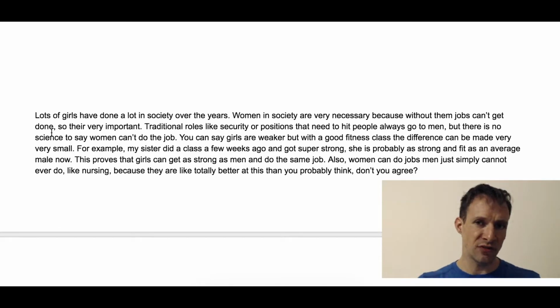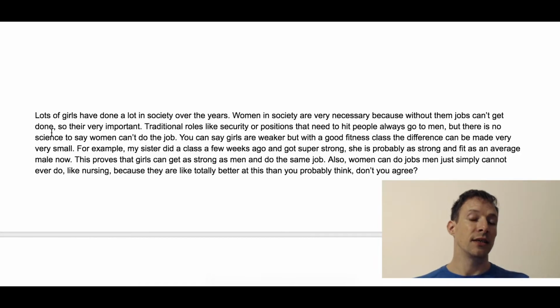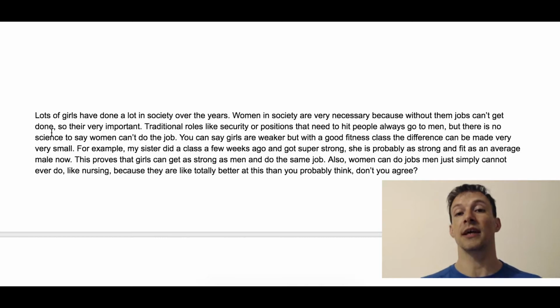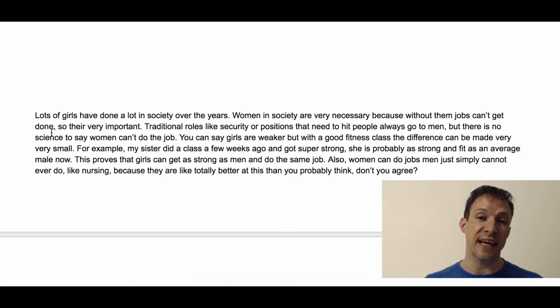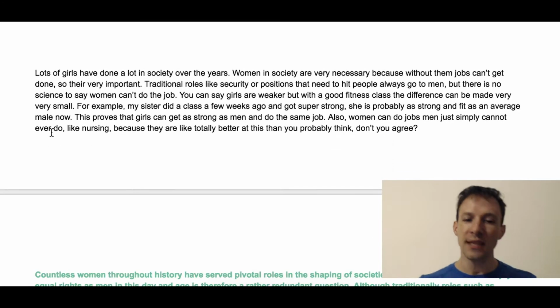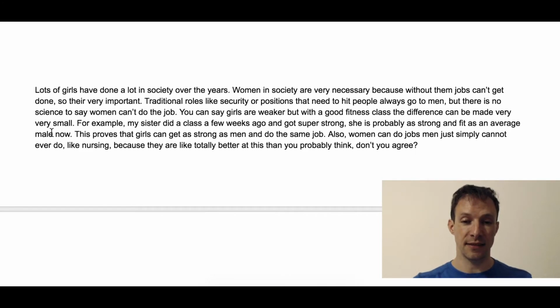So the main focus is going to be more on the lexical resource and the grammatical range and accuracy, more so than the actual coherence. The coherence is good and the task response is good. This way we can focus on the style that is requested of you, that is required of you. Now, let's jump in and analyse this paragraph.